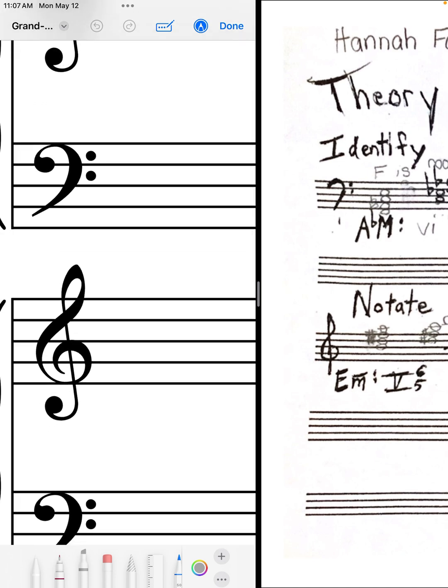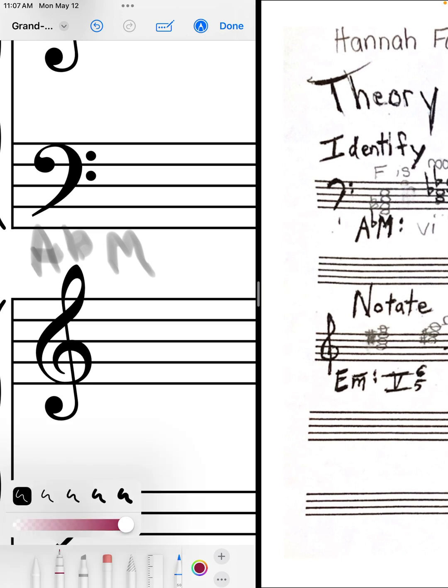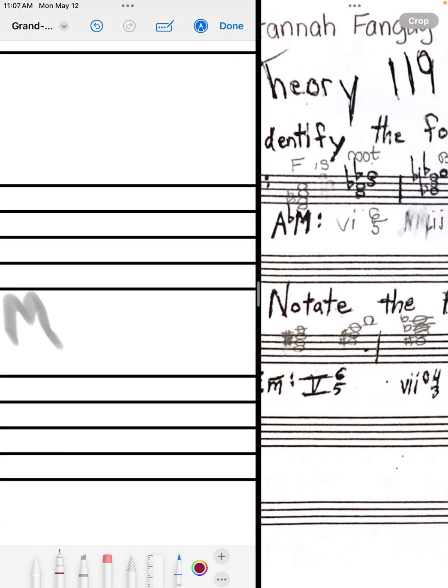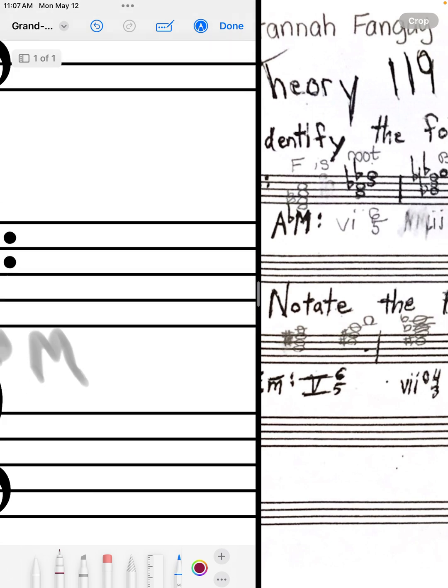So I started on A flat major, so I'm going to try to get the pen to work. I should really write small, like this. Okay, so A flat major. I'm looking at it side by side with the quiz that I took at that time, and it's asking me to identify this, because I have C, A.